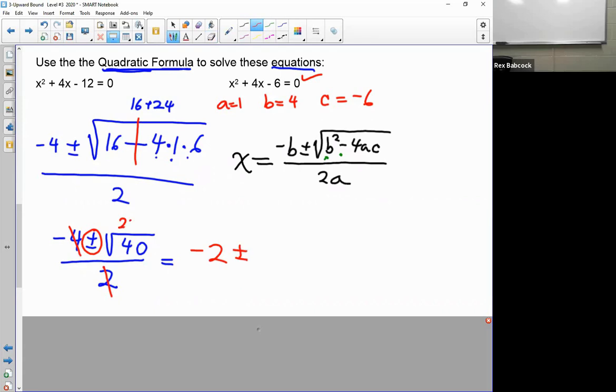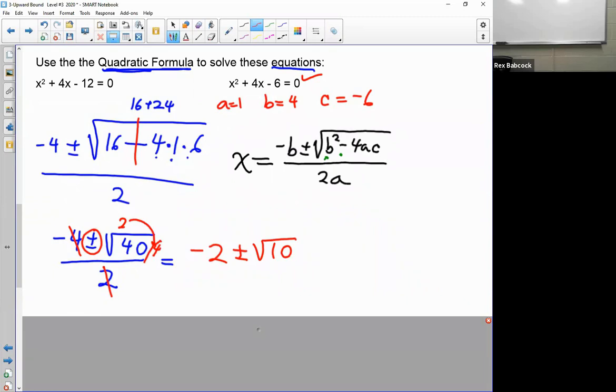This is a big mistake I see students make all the time. When you take that 2 into the square root, it becomes a 4. I'm dividing by 4, so it's plus or minus the square root of 10. And that's probably what you'd see as answers on the ACT. They would be reduced like that.